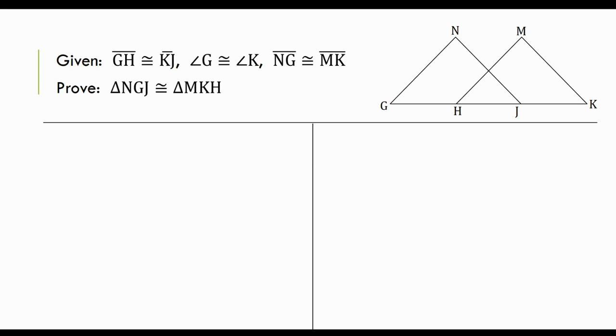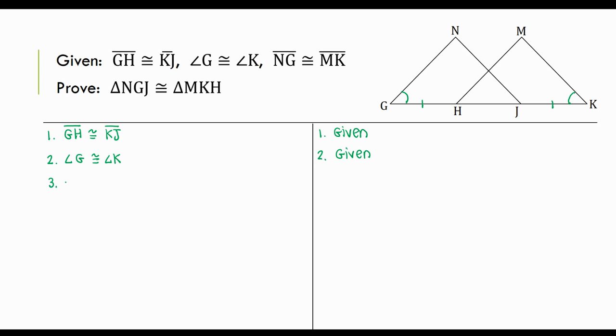All right, if we look at this one, once again, sketch the picture. We are given that the segment of GH is congruent to the segments KJ. That is given. And I'm going to mark that in my picture. So GH, KJ, going to mark that with 1 tick mark. Then I have the angle G congruent to the angle of K, also given. And I'm going to mark that in my picture.